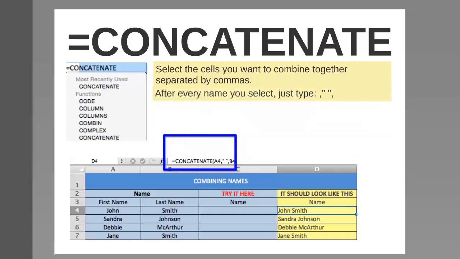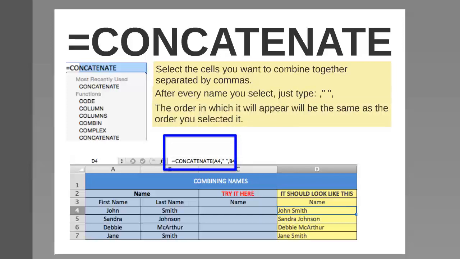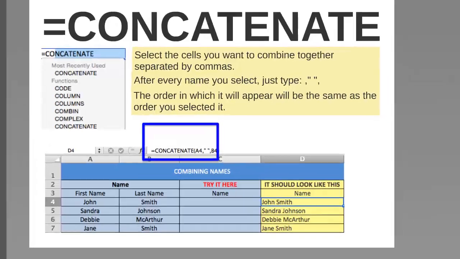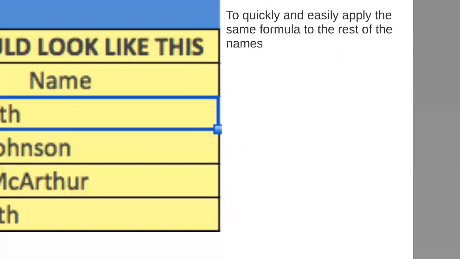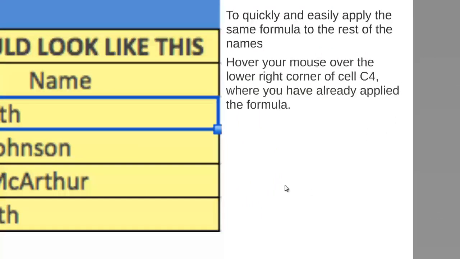So as you can see, after every name you select, you just type in that quotation mark and comma. And if you want to add another word, let's say to the end of it, you can do that as well. So I'll show it to you in just a second. Now, when you're finished doing that, you want to hover over the first cell that you have applied that formula to. At the very bottom right hand corner, you're going to see this box here, and you want to put your mouse over that box, click it and drag it all the way down to the bottom, and then it's going to apply it to every single one of these rows.